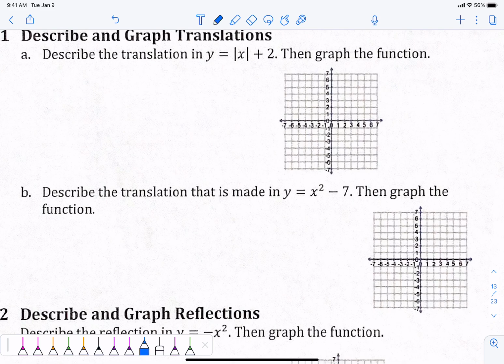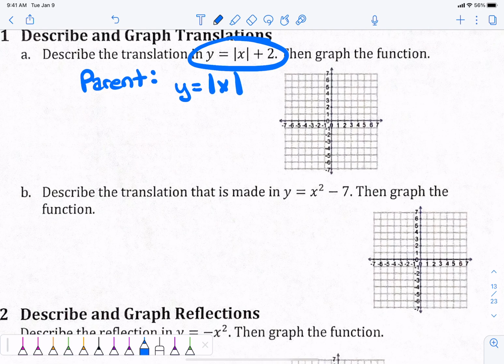The first thing that I want you to do on each one of these problems is identify what the parent function is. So this is the function they give me, and if I strip away all of the numbers, what's left over? Y equals the absolute value of x. That's the parent function. On the front side of your transformation sheet, we have what y equals absolute value of x looks like. What's it look like?